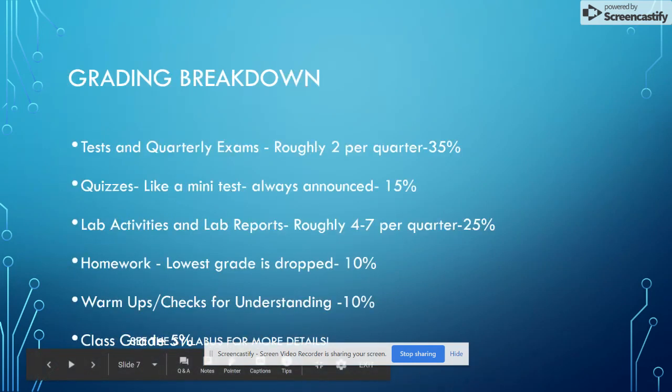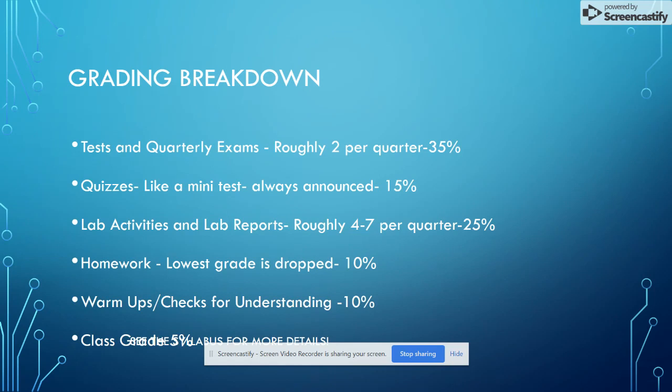Okay, so here's our grading breakdown. So you have tests and quarterly exams. We have about 2 tests a quarter. That's going to be 35% of your grade. Quizzes are going to be announced. It's like a mini test, 15% of your grade. Labs are a huge part of your grade. All right, we do roughly 4 to 7 labs a quarter, and it's a quarter of your grade, 25%. So that's really, really important.